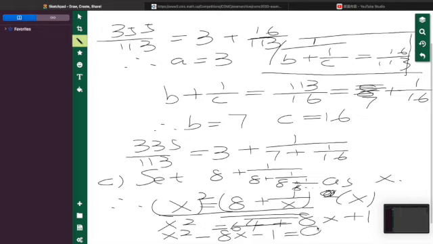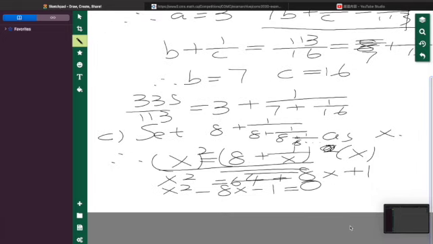Then we use the quadratic formula to solve it. Negative b plus or minus the square root of b squared minus 4ac, divided by 2a. This is the quadratic formula. And then we plug in the values respectively, and we get that our final answer is going to be 8 plus or minus root 68 divided by 2.